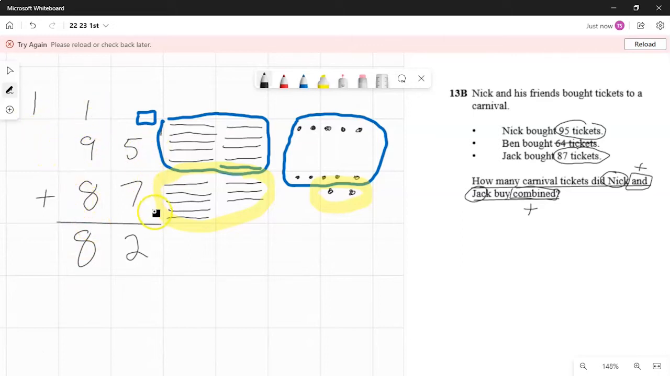Okay, and then I just go ahead and I'm going to circle my 100 that I have there, because that's all I have left there. And right here I'm going to bring the 100 down. So that means that 95 plus 87 is 182. 182. And that's how many carnival tickets Nick and Jack bought combined.